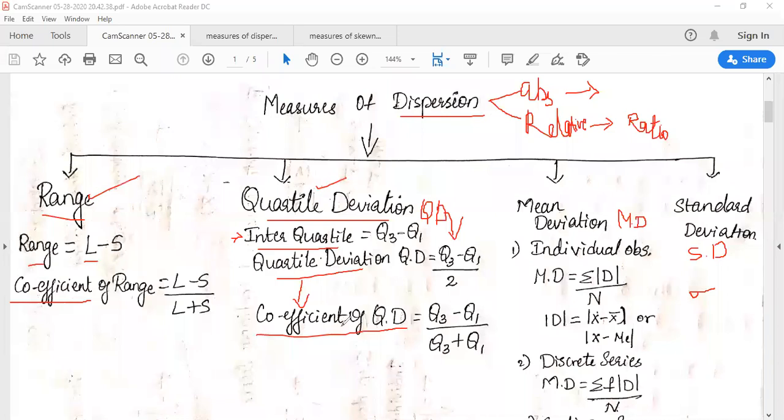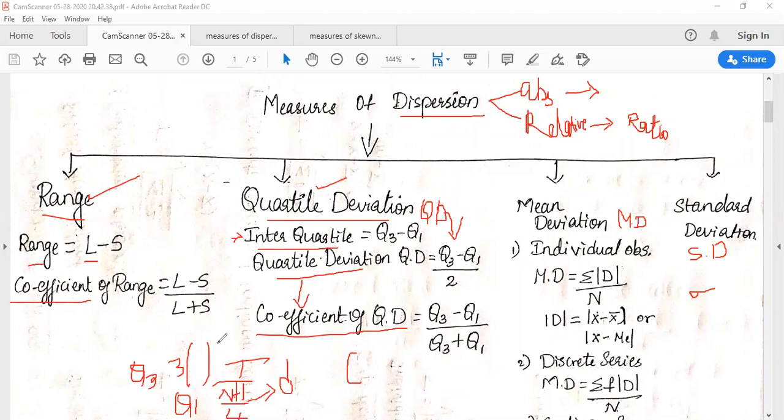In this, you have to be careful in solving Q3 and Q1, because you will have individual series, discrete series, and continuous series. To calculate Q1 in individual series, you just have to take n plus 1 by 4. And for Q3, you will have to take 3 into n plus 1 by 4. That is for individual series. When it comes to discrete series, you will still go on with the same formula. That is Q1 is equal to the size of the n plus 1 by 4th term.